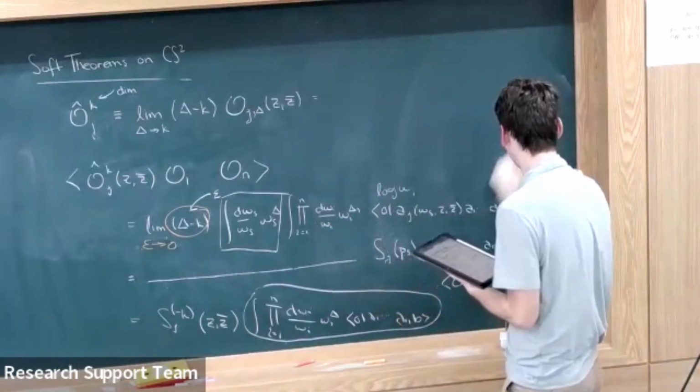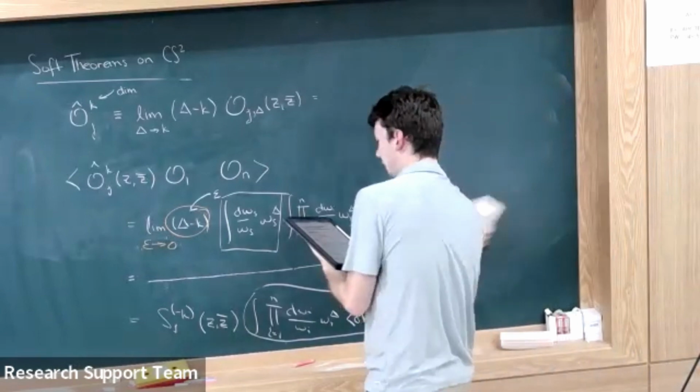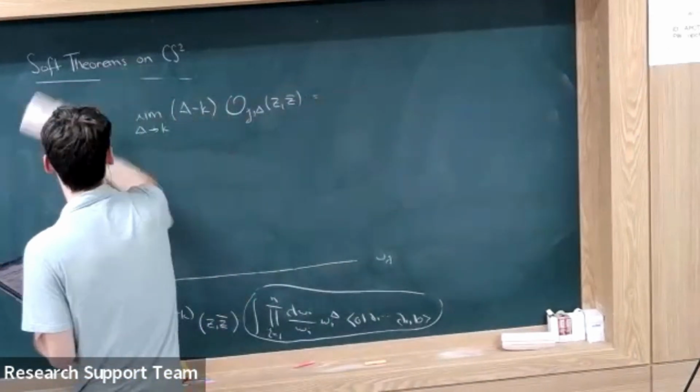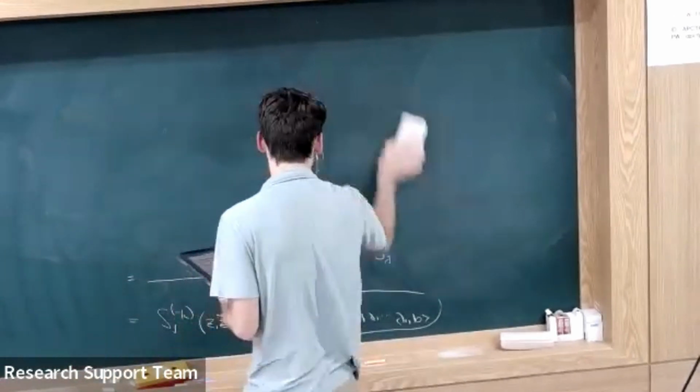Okay, so now we're going to talk about soft theorems as Ward identities and discuss asymptotic symmetries. I'm going to circle back to this idea.